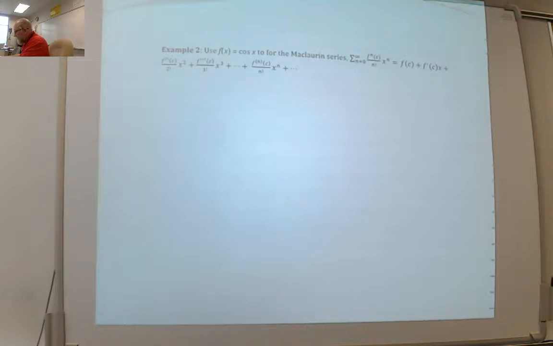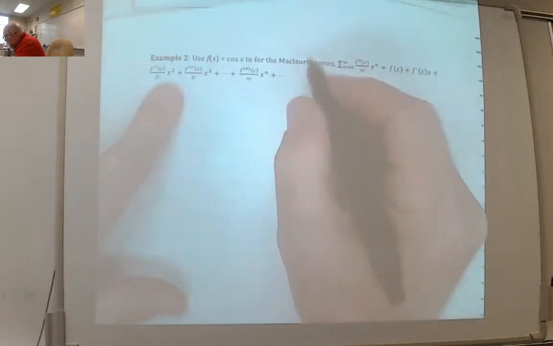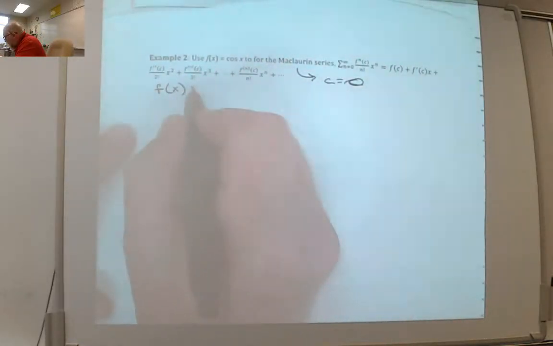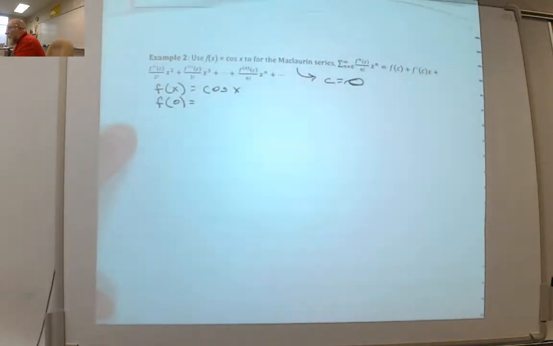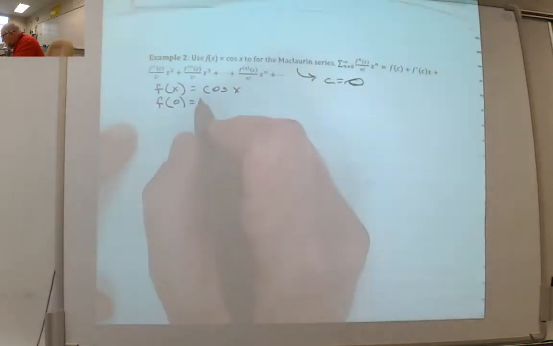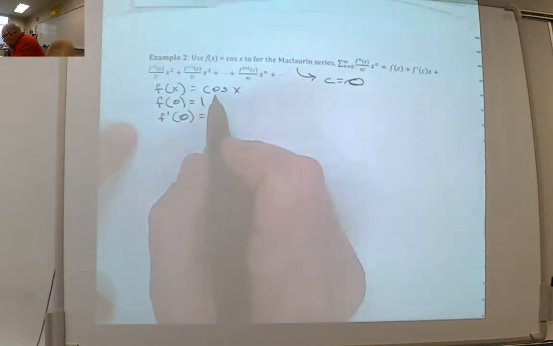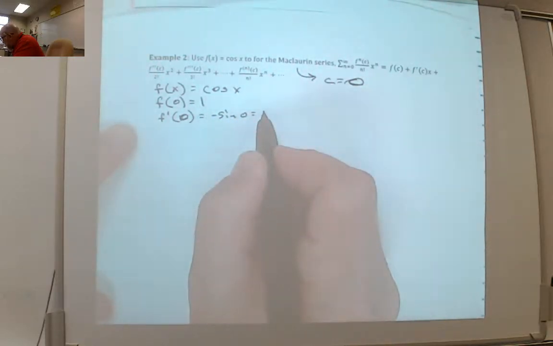Cosine. Remember, this right here is simply telling you what a Taylor series is. Again, it's Maclaurin, so it's centered around c equals 0. F of x is equal to cosine of x. So f of 0, which is always my first term in this case, will be what? 1. F prime, I'll put 0 in right away. The derivative of cosine is negative sine, and negative sine of 0 is 0.